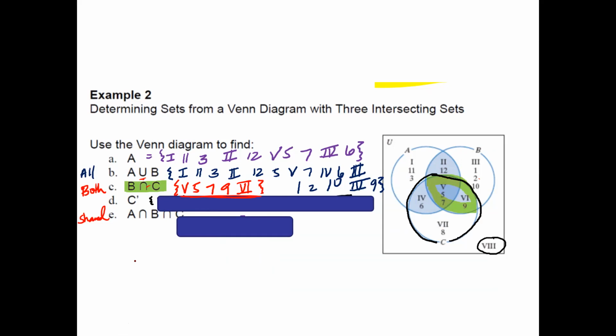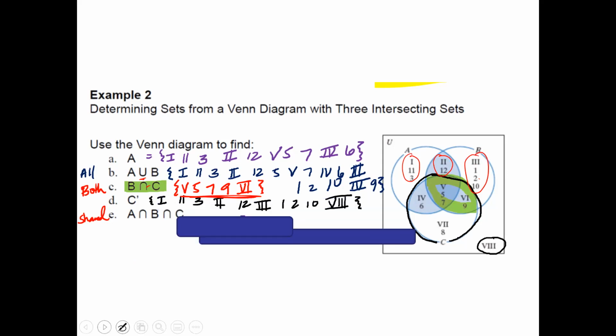Not C. So what numbers are not in C? Well, that's going to be pretty long. So if it's not going to be in C, that means it could be this set of numbers, this set, and this set. So Roman numerals I, II, and III, traditional numbers 1, 2, 3, 10, 11, 12.